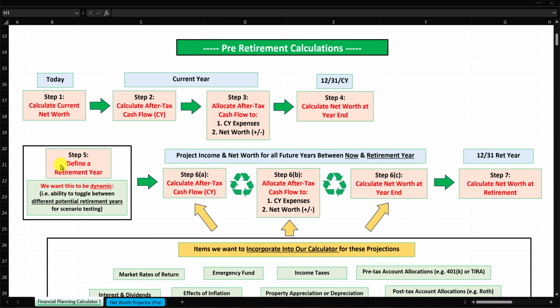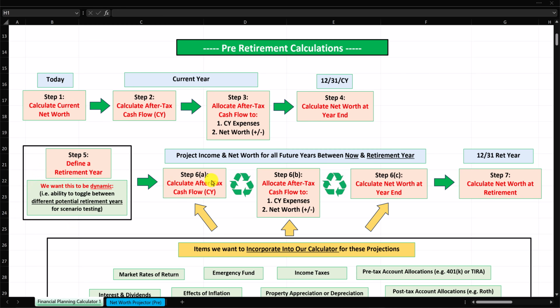Then in step number 5, we're going to define a retirement year, and we don't want that to be just a static year. We want it to be dynamic. In other words, we want the ability to toggle between different potential retirement years for purposes of scenario testing, like what will our net worth be if we retire at this age, or we retire at that age, or our spouse retires at whatever age. We need to be able to do scenario planning with dynamic inputs as part of this calculator. However, just for purposes of getting started, we will define some retirement year to start working with, and then we'll be able to adjust it after that.